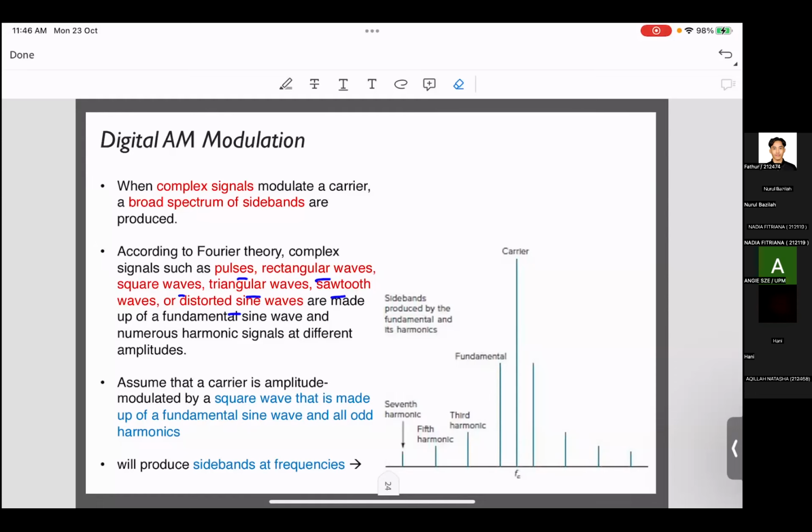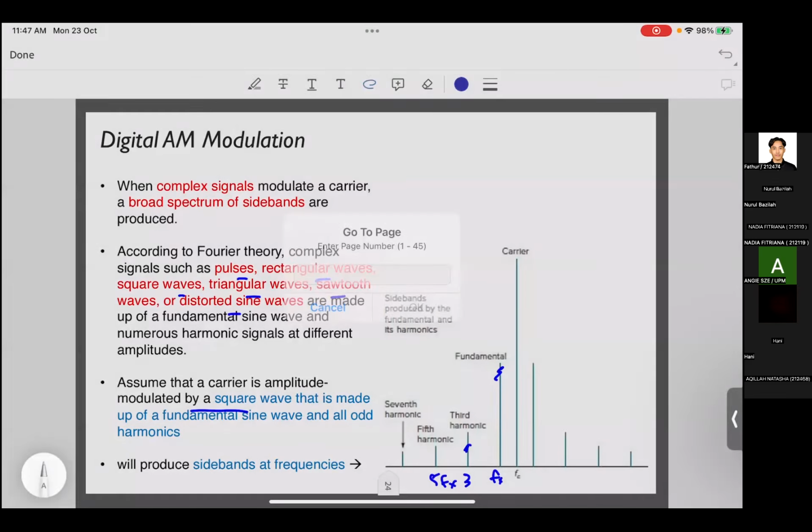Assume that a carrier is amplitude modulated by a square wave that is made up of a fundamental sine wave and all odd harmonics. Only odd harmonics here. You have the fundamental square wave sine wave frequency, and it is a summation of the fundamental with the third harmonic, which is 3 fx, then 5 fx, then 7 fx.